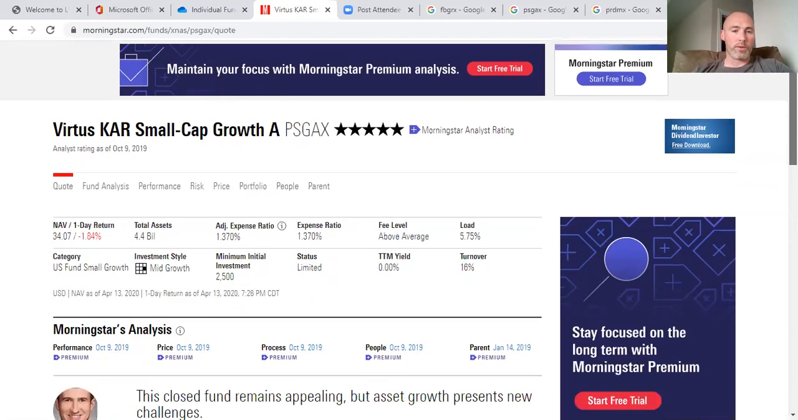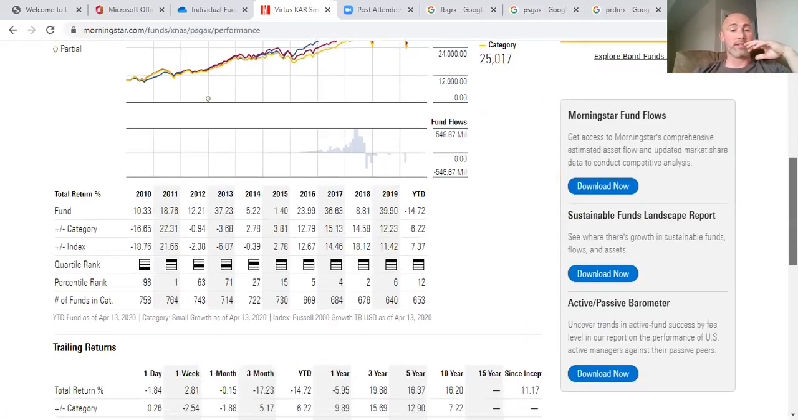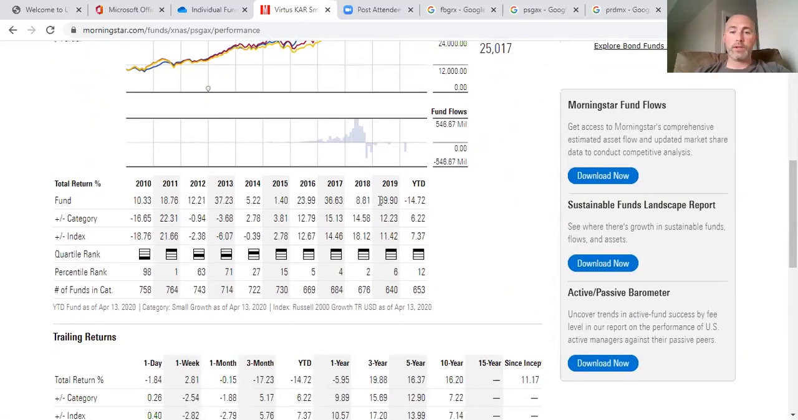First and foremost, let's take a look at performance. So I'm going to click on performance. This has ups and downs, and the ups are really high and the downs are really low. It's the most volatile. In 2019, this mutual fund made a 40% rate of return. 2018, 9%. 2017, 37%. 2016, 24%. 2015, 1%, tough year. 2014, 5%. 2013, 37%, and so on and so forth. So the rates of return are very strong.